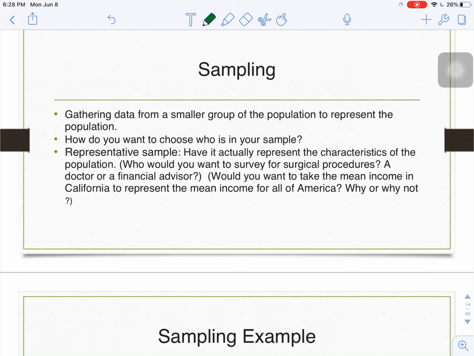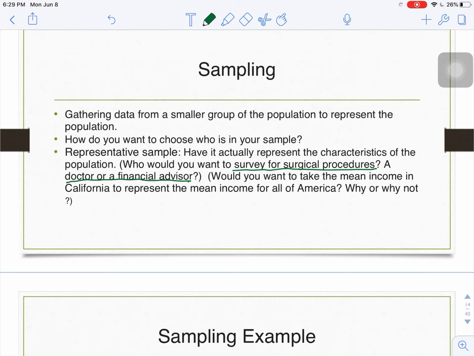So when we're talking about who you want to sample, we want to look at our overall population. How do we want to choose who's in our sample? For example, would we want to survey a teacher for surgical procedures? I don't know about you guys, but I don't know much about surgical procedures at all. So you want to have it be representative of that sample. If you're looking at a surgical procedure, you'd want to interview or survey doctors and nurses.